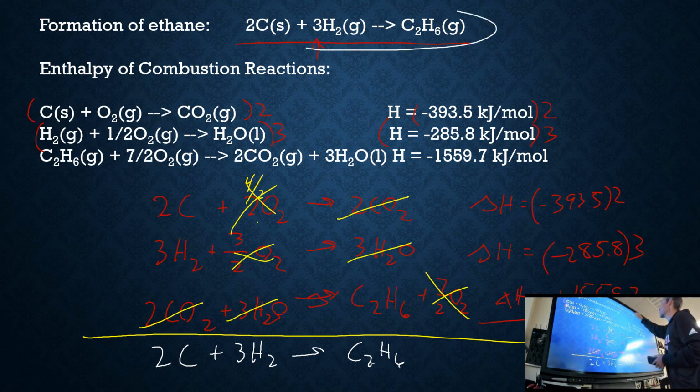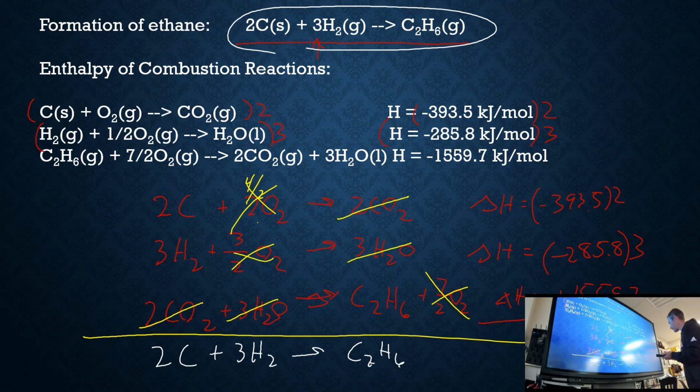Way up there. Okay, and we just use our math. Negative 393.5 times 2, 285.8 times 3, and plus 1559.7. We get negative 84.7 kilojoules per mole as delta H. That is how much energy it would make when you form ethane. It's the formation of ethane. So if you want to make C2H6, it would release about 85 kilojoules per mole, since it's negative.